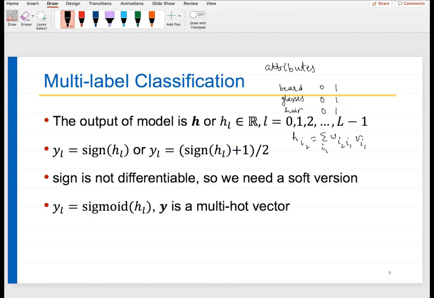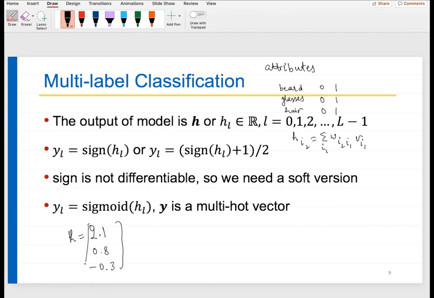Now sign is not differentiable, so we need a soft version. What is a soft version? You have already seen that for a sign function, the soft version is sigmoid. So now I can use a sigmoid function, and my y could have values like, let's say my h is something like this. My h vector is, let's say, 2.1, 0.8, minus 0.3.